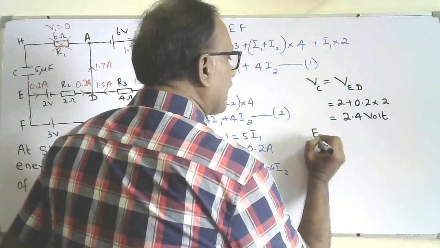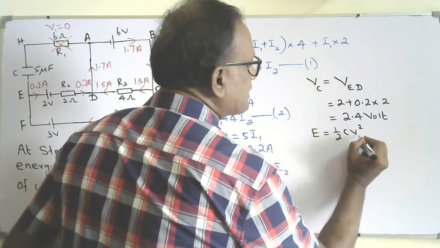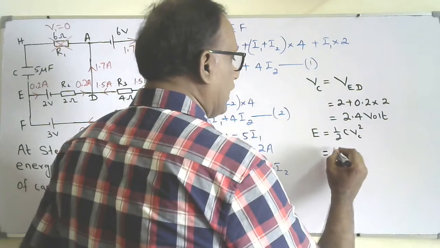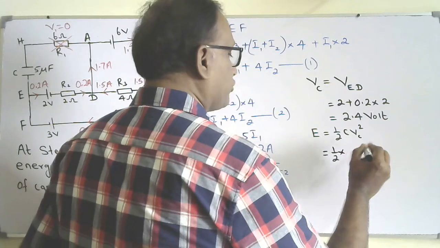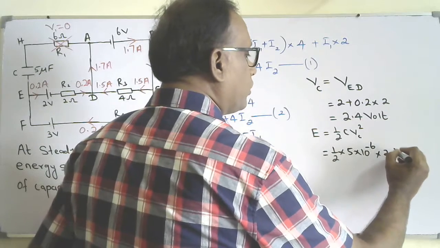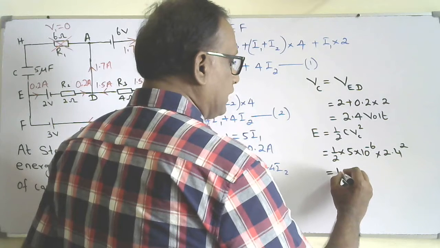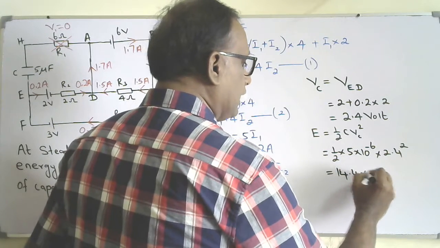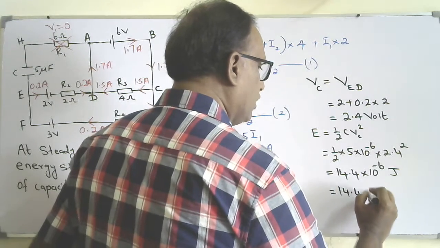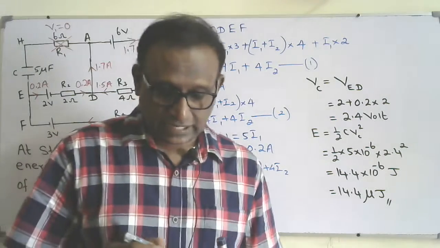So the energy stored in the capacitor, E equals half CV squared. V means VC, the voltage of the capacitor. So that is half into 5 microfarad, 10 to the power minus 6, into 2.4 squared. Solve it. You can give it in microjoule. That will be 14.4 into 10 to the power minus 6 joules, or you can say 14.4 microjoule. That's the energy stored in the capacitor at steady state. I hope you understood this.